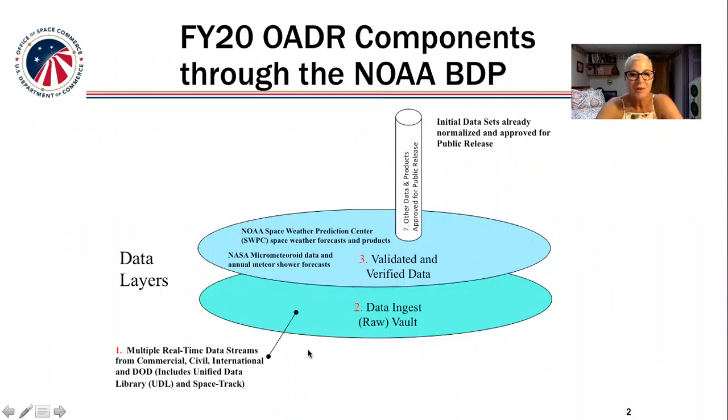Okay, so I want to show you that down here we have our multiple real-time data streams, and these are coming from commercial, civil, international, and DoD. That includes UDL, and it includes spacetrack.org. All of this data comes into the data ingest, which is the second step, like a raw vault. And from there, it goes through a validation and verified data process.